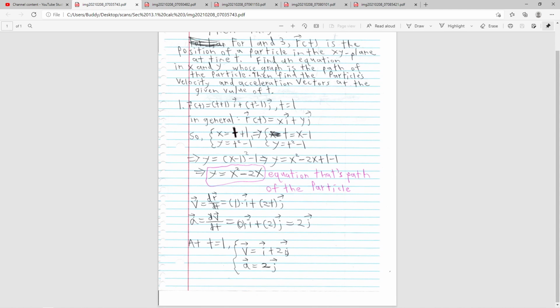And acceleration is the derivative of the velocity vector with respect to time. So 1 becomes 0, because the derivative of a constant is 0, and the derivative of 2t is 2. So acceleration is going to be constant for this type of particle. But at t equals 1, v equals i plus 2j, and the acceleration vector a is 2j.